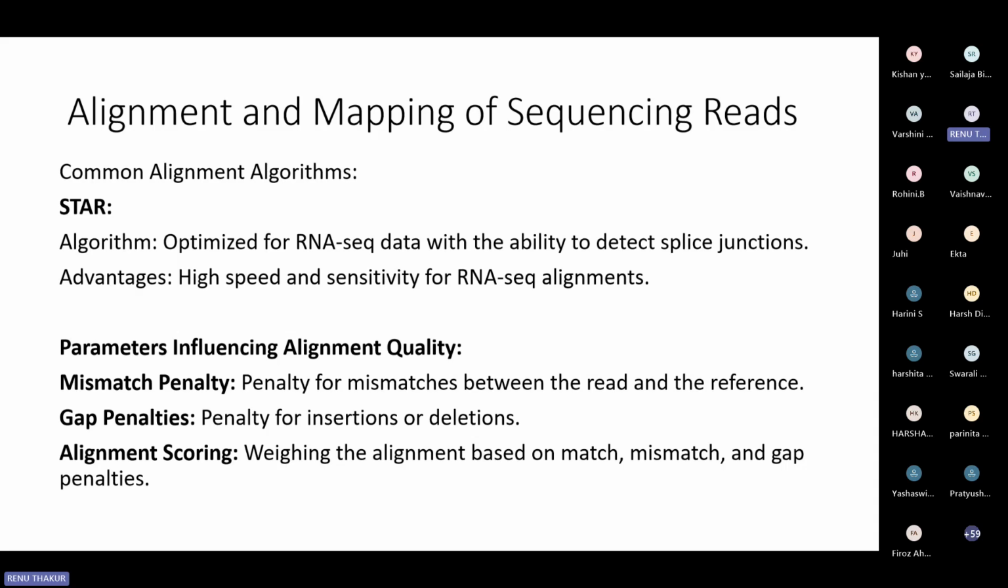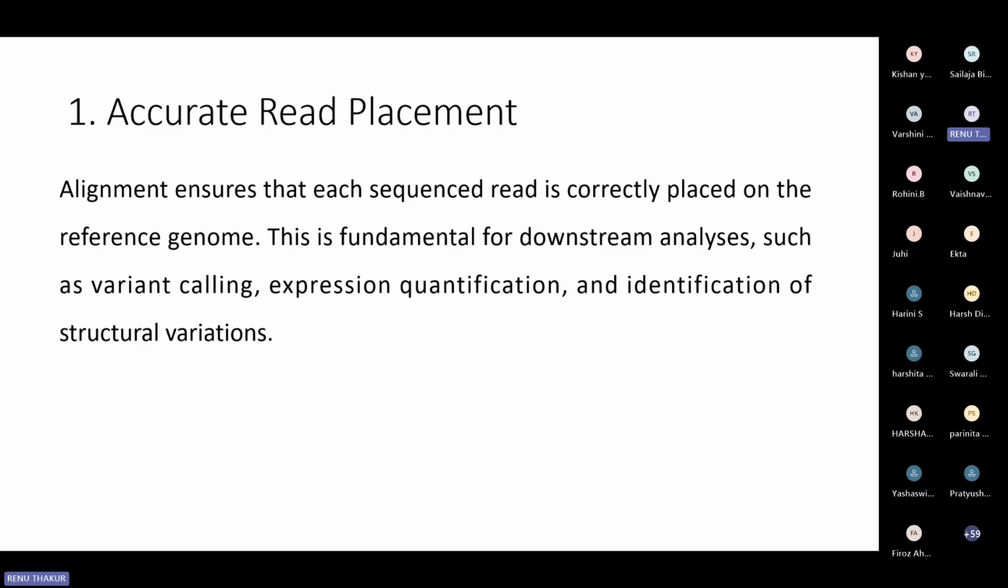So you'll be taking those same parameters here in this alignment tool also. Okay. So the next thing we have to make sure of when doing this alignment is accurate read placement. That is, alignment ensures that each sequence read is correctly placed on the reference genome. This is fundamental for downstream analysis such as variant calling, expression quantification, and identification of structural variation.